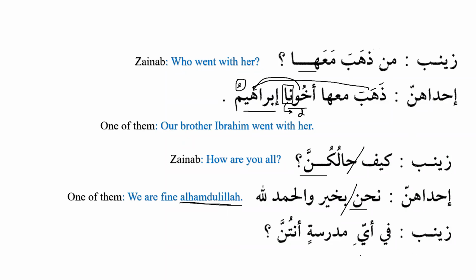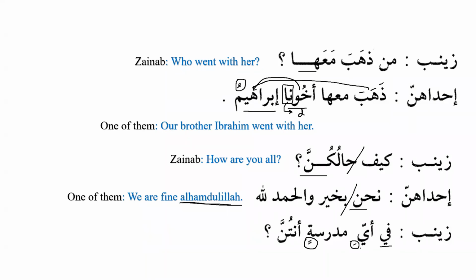Zainabu fi ayyi madrasatin antunna? Fi ayyi. So now we can see that because of fi, ayyi is majroor. But madrasatin, why is madrasatin majroor? Antunna, you all. Yes, anyone remembers?